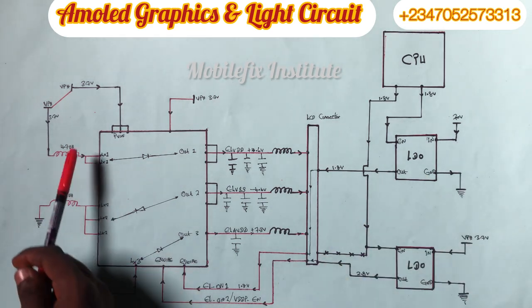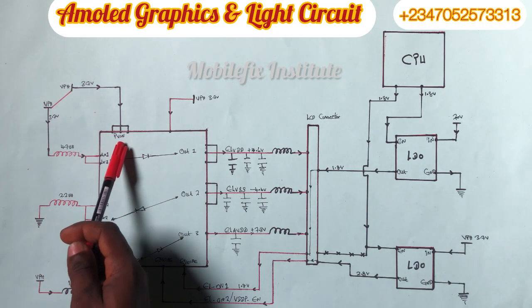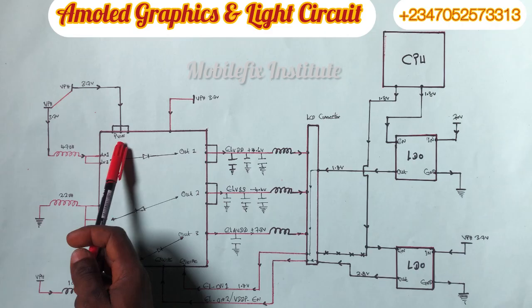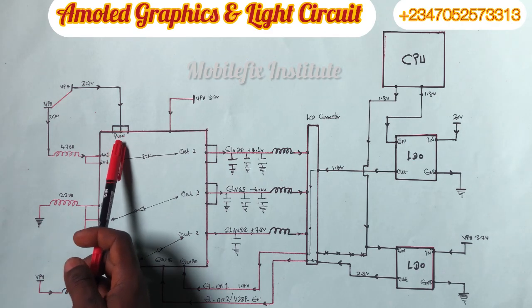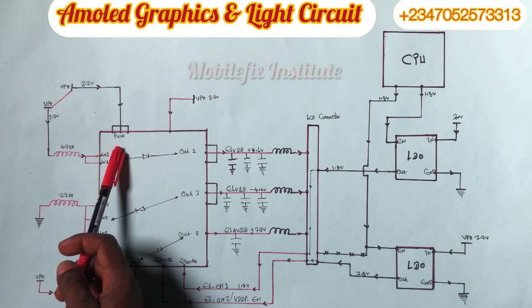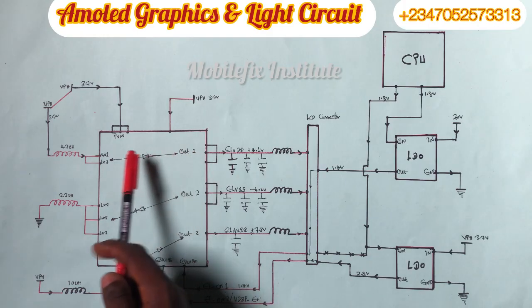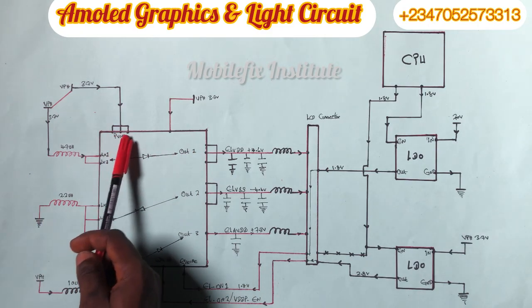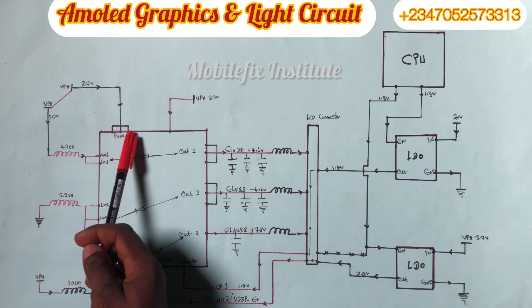Okay, so now you will see our VPH line. We see VPH here, 3.7 volt. It comes and enters this PVIN. This is what you will see on your schematics. PVIN, that is power voltage in. Okay, this is our power voltage in. So now this VPH comes in and enters this IC in 3 pins. Pin 1, pin 2, pin 3.